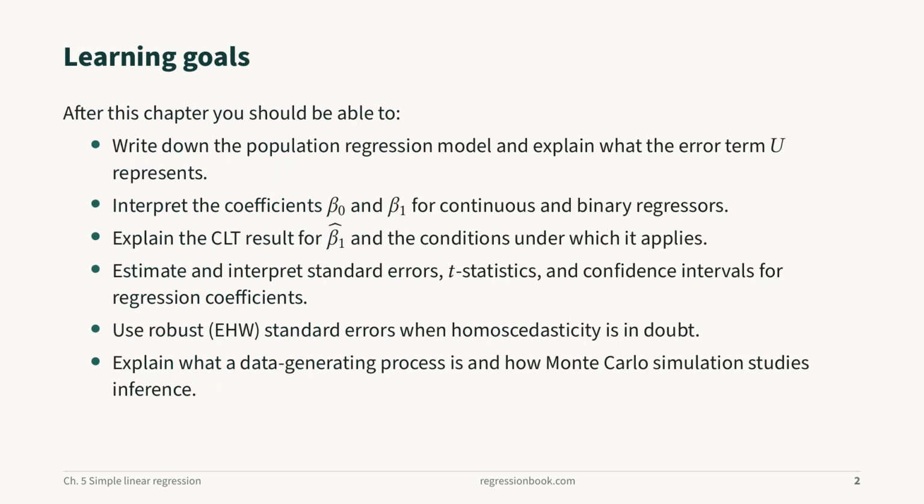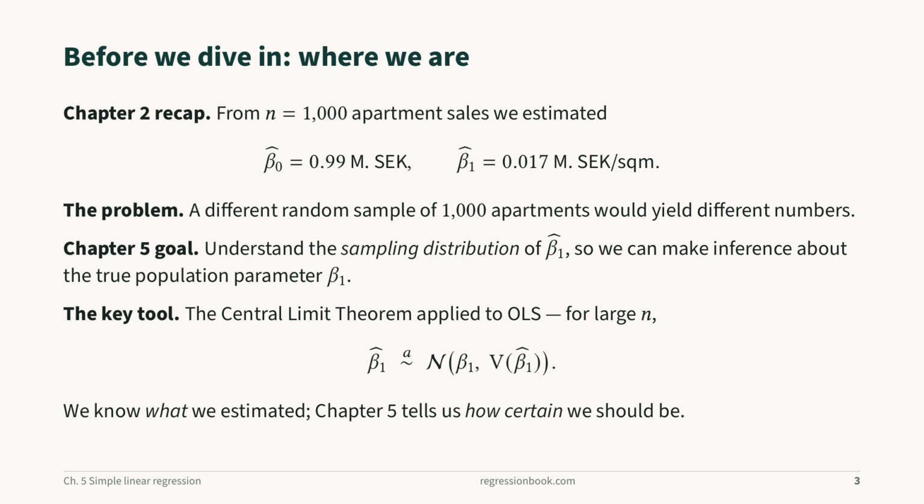Your goals: write the population model and explain its error term, interpret both coefficients for continuous and binary regressors, state the central limit theorem for the slope, compute standard errors, t-statistics, and intervals, use robust standard errors when needed, and run Monte Carlo studies. Chapter 2 gave us point estimates.